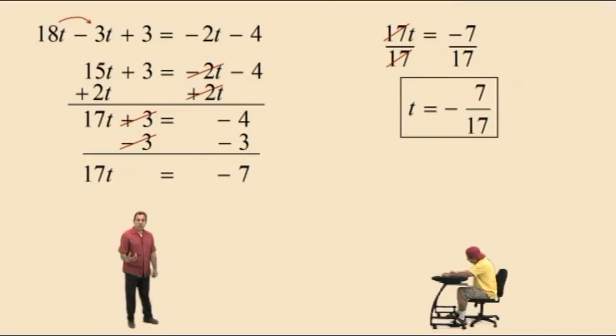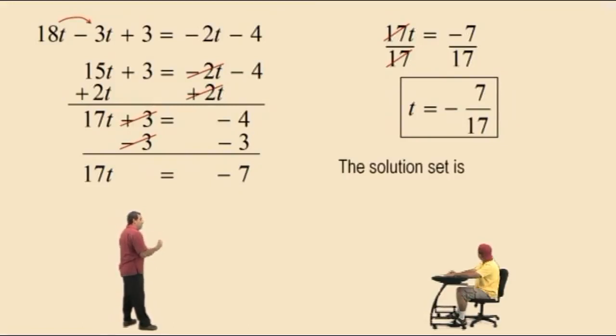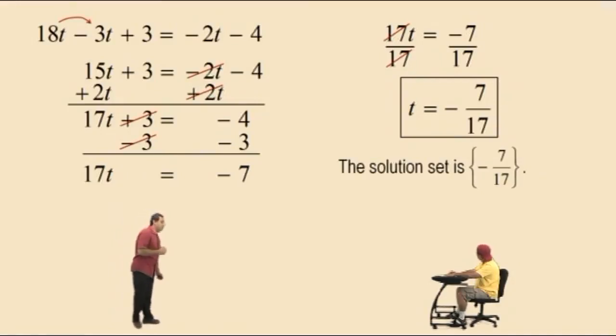Now, if you wanted to make sure your solution is correct, you have to go back and substitute that result into the original equation and see if your statement is true. It will be true. And what does that mean, though? It means, since we end up with a final statement that's true when you check your solution, the solution set is the set of numbers which includes only one, negative 7 over 17, right? There's only one solution in the solution set for this equation.